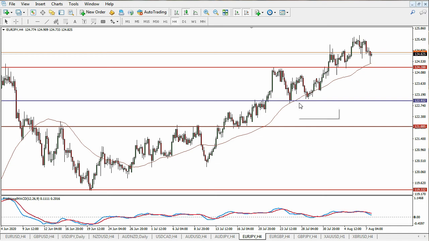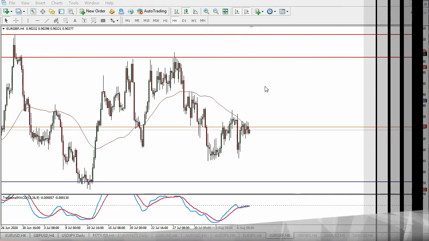So this is our first target, this is our second target, and this is our longer term third target if the price creates an ABC move. So all my view about the euro yen is still a downside move with these targets.